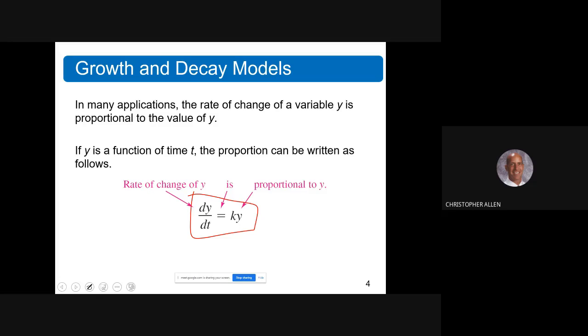It says if y is a function of time t, the proportion can be written as follows. The rate of change of y is proportional to y. So this k right here is what we call the constant of proportionality. In other words, this is what's going to tell us how fast this thing's growing. Or actually, it could even be decay.